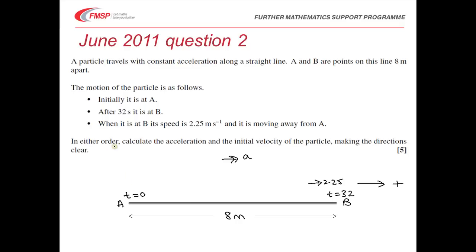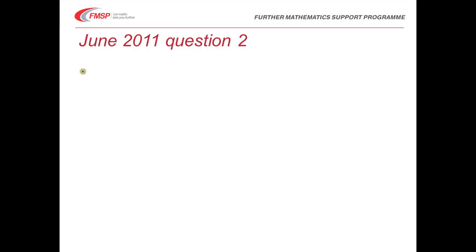We're asked to find the acceleration and the initial velocity of the particle. So if we go on to a new page and write down what we know: the displacement is 8, the total time taken is 32, our final velocity is 2.25, and we need to know the acceleration and the initial velocity.